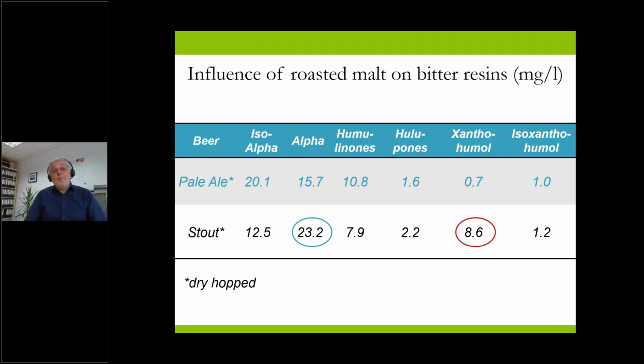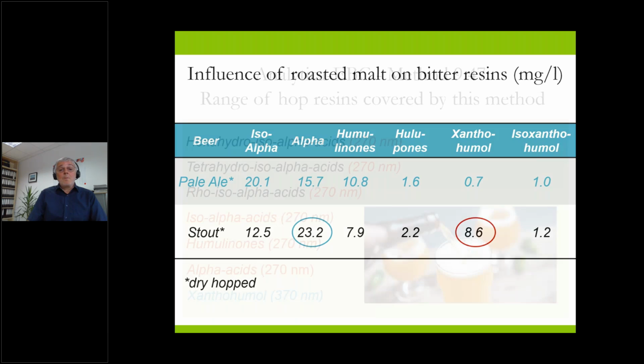So fractions of roasted malt seem to act as a carrier, especially for more non-polar compounds. And you can find higher concentrations of non-polar compounds, especially xanthohumol, in dark beers and especially after dry hopping. So this can be relevant for this beer.